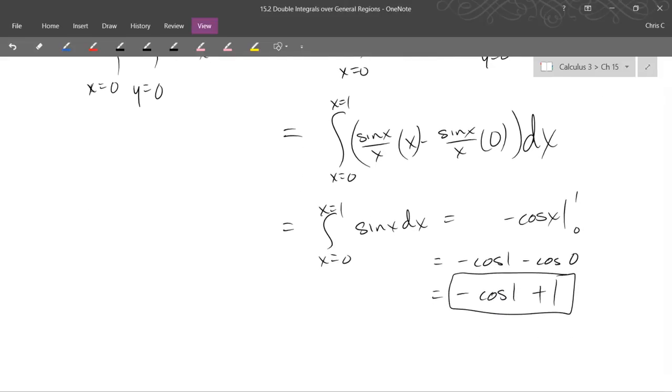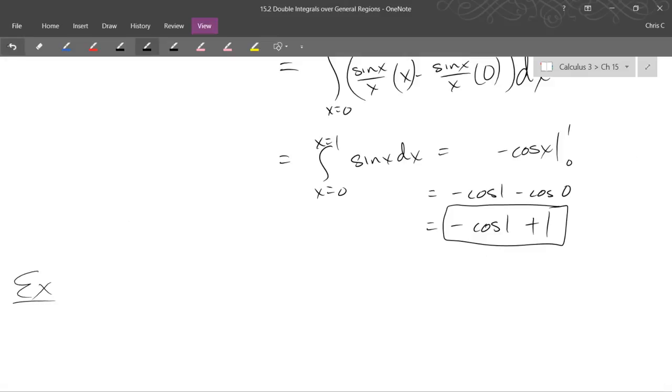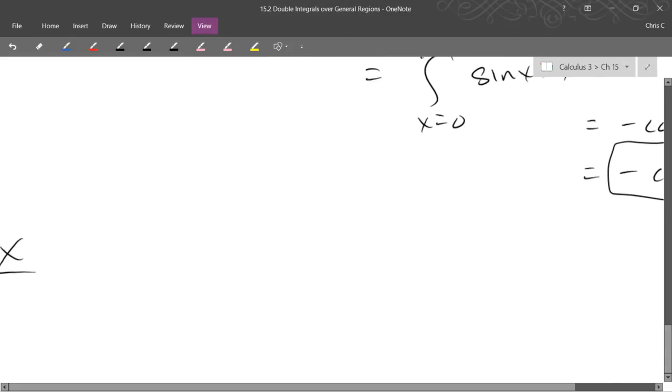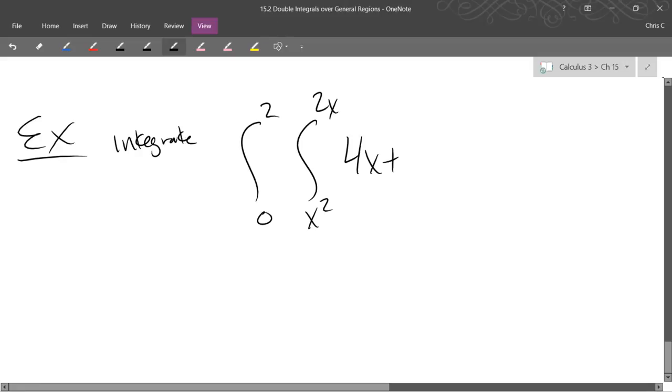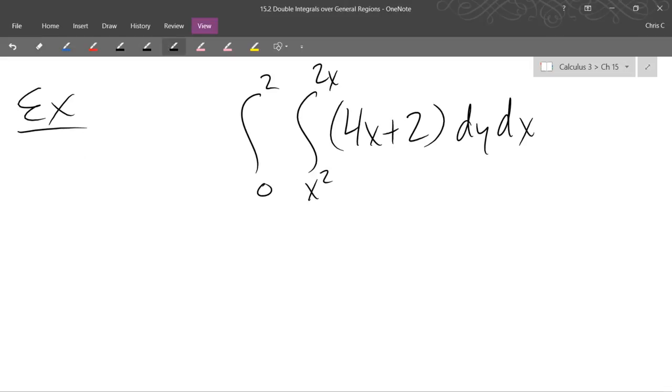And we'll do one more example. This is the last one we're going to do from this section. Ooh, don't integrate this. Pretend I didn't write that. So what I want you to do is sketch the region and then reverse the order of integration.